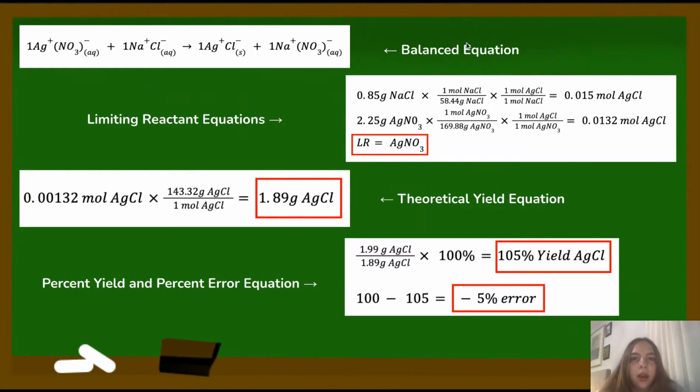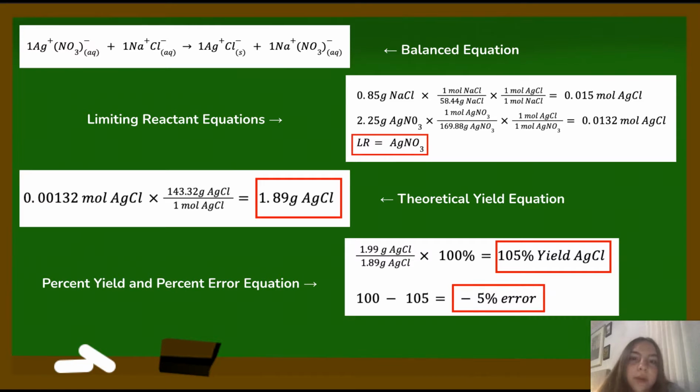Okay. At the top here, I just have my balanced equation once again to show you what I will be talking about. This data can be used to find the limiting reactant and excess reactant that I discussed in the first slide. The sodium chloride forms 0.015 moles of silver chloride, and it is the excess reactant because there is more sodium chloride than silver nitrate, and therefore will run out only when there is no more silver nitrate.